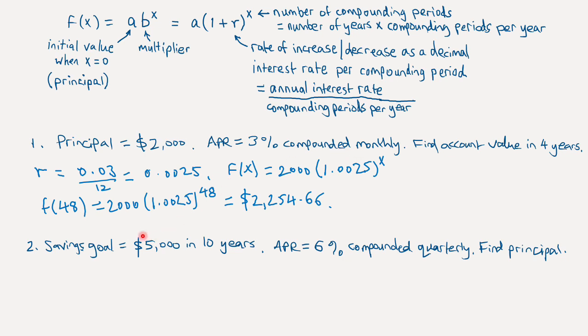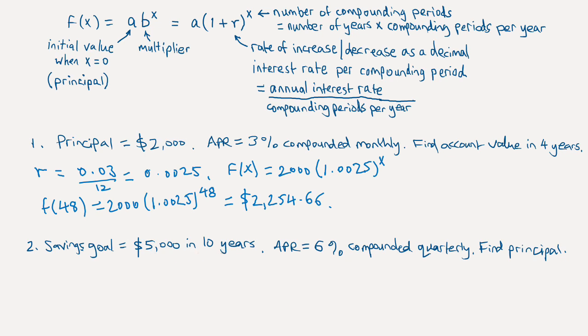Let's do another type of example. So this is a different kind of example where we have a savings goal of $5,000 in 10 years, and the annual percentage rate in this case is 6%, and it's compounded quarterly, and we want to find out the principal. So how much would we have to invest at the beginning to have $5,000 in 10 years time?